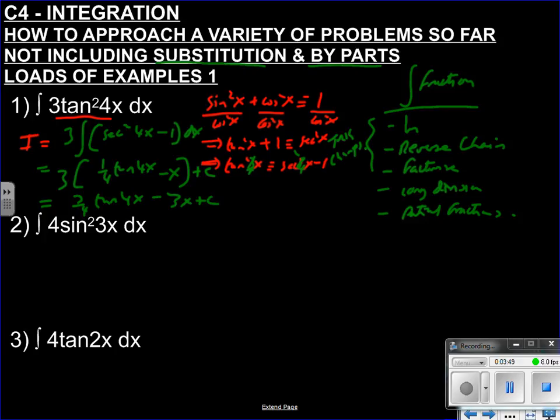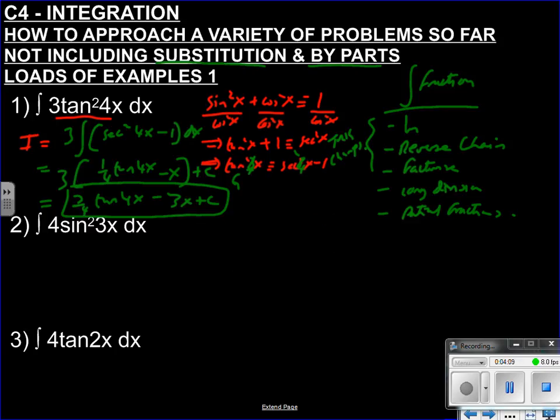So that's 3 by 4 tan 4x minus 3x plus c. Happy with that? So that was our guess. And now we could differentiate to check. And yes, we do get the 3 sec squared 4x minus 3 as required. So we're happy. I would always box off my final answer. That's important, boxing off your final answer.